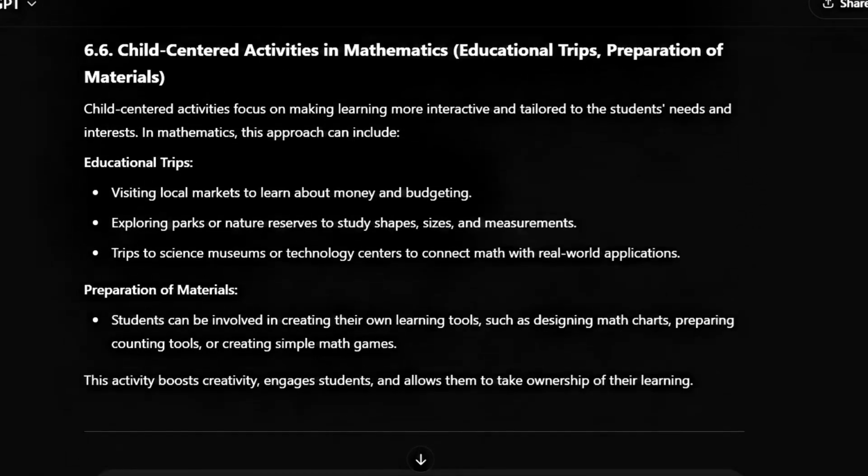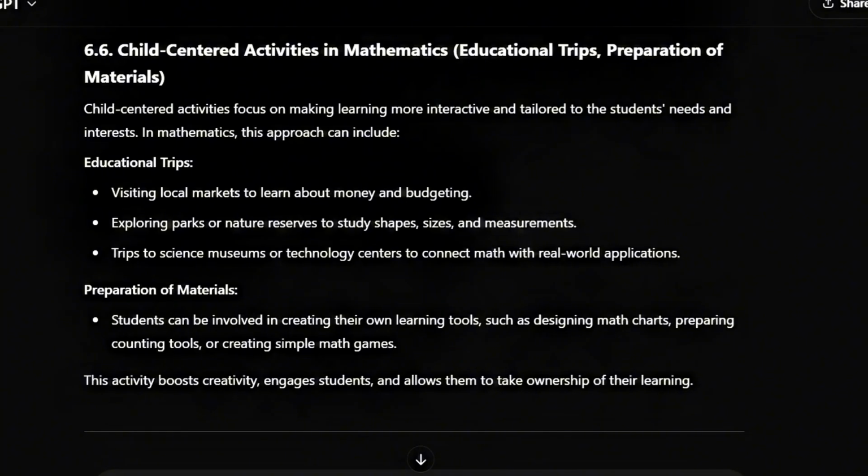6.6 Child-centered activities in mathematics, educational trips, preparation of materials. Child-centered activities focus on making learning more interactive and tailored to the student's needs and interests. In mathematics, this approach can include educational trips, visiting local markets to learn about money and budgeting, exploring parks or nature reserves to study shapes, sizes, and measurements, trips to science museums or technology centers to connect math with real-world applications.